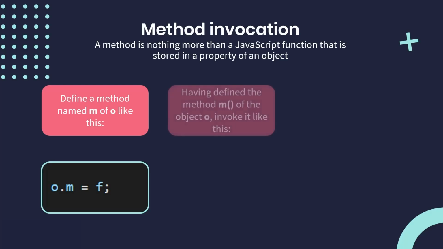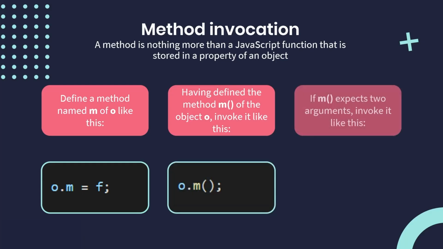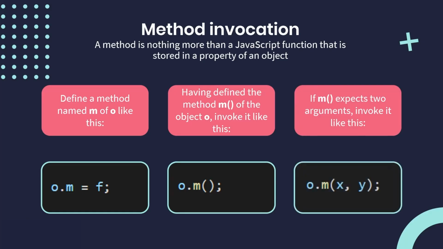Having defined the method m and the object o, invoke it like this. Or if m expects 2 arguments, you might invoke it like this. The code in this example is an invocation expression. It includes a function expression o.m, and 2 argument expressions, x and y.